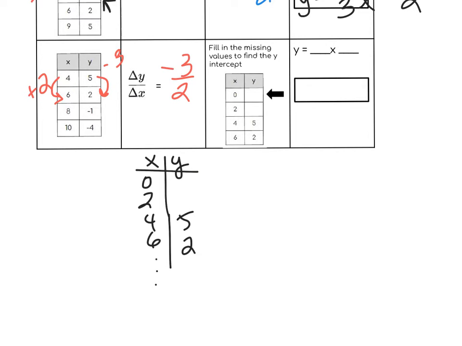So I just need to fill these in. 5 goes to 2, and to get there, you subtract 3. Then what do I subtract 3 from to get 5? Well, 5 plus 3 is 8. And what would have to come before 8, so that when I subtracted 3, I'd get 8? That would be 11.